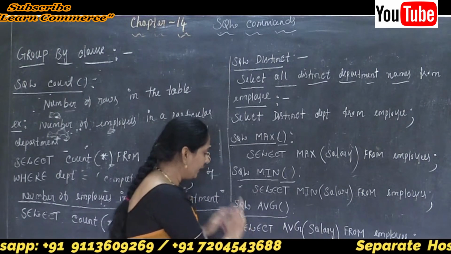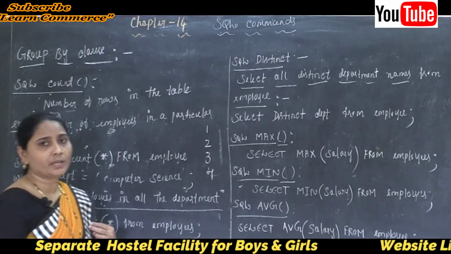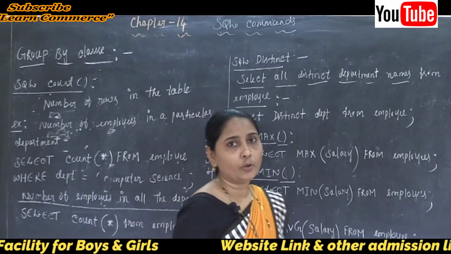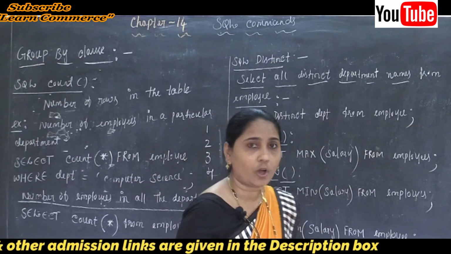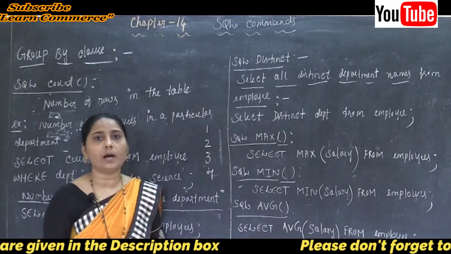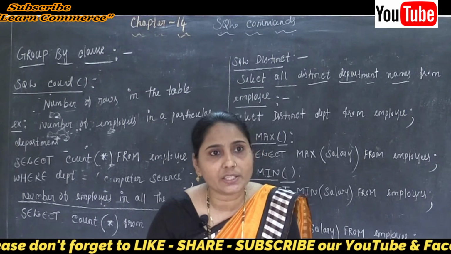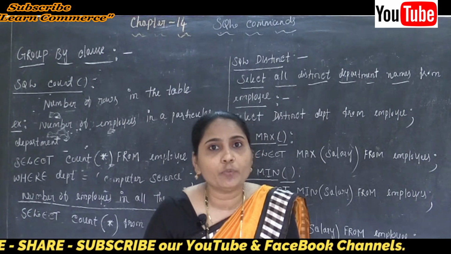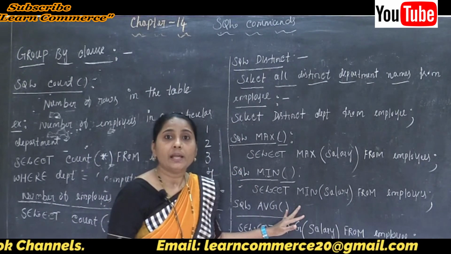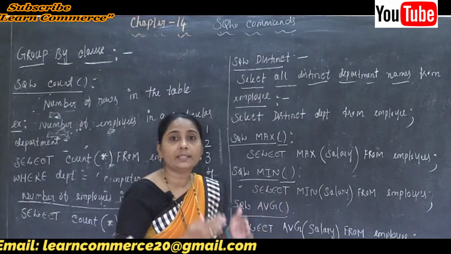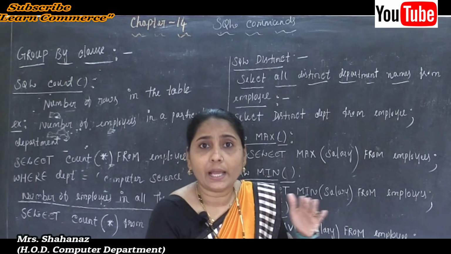Clear this point? And later next one is the SQL average. So why do we use the average? Max is used to get the maximum value from a column. Min is used to get the minimum value from a column. Now what's the use of the SQL average? We can say the SQL average function is used to get the average value of a numeric column. Clear this point? The average value of a numeric column, to get the average salary.